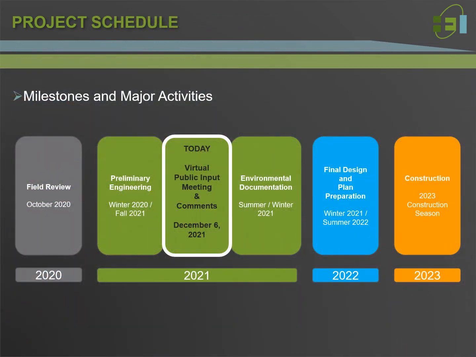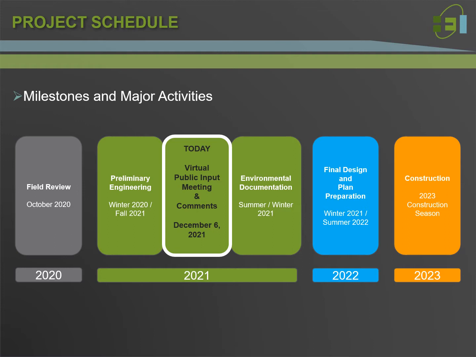The project schedule has several key milestones representing various project development phases which must be completed before the project can be bid. The field review is the initial key activity where the project team reviews existing conditions and project concepts. The field review was completed in October of 2020. Currently, the project is in the preliminary engineering and environmental documentation phase, which includes today's virtual public input meeting. Public comments received from the public input meeting, along with the project team responses, are incorporated into the environmental document.